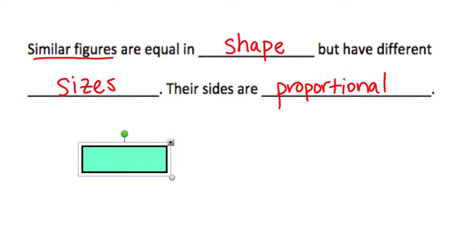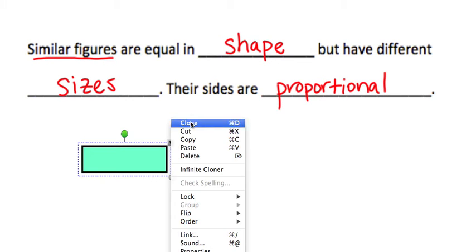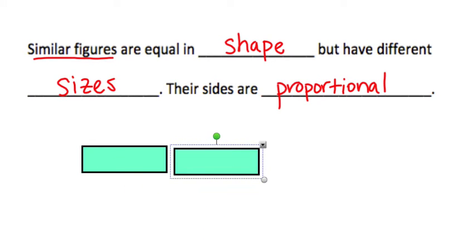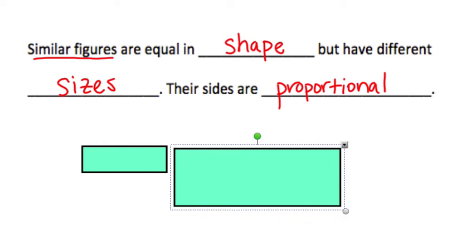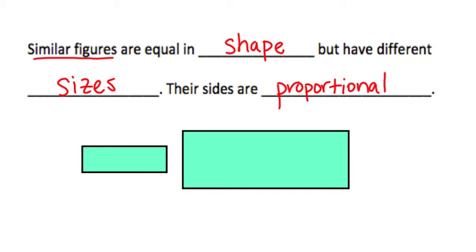If again, I just duplicate this rectangle, those two rectangles are congruent because they're the exact same size, exact same shape. Now, if I change this rectangle and I just drag it and make it a little larger, notice that it's now the same shape as it originally was, but the size has changed. And then what we'd have to do is make sure and check the side lengths to see if they're proportional. Now, as we look at similar figures, they have corresponding side lengths.